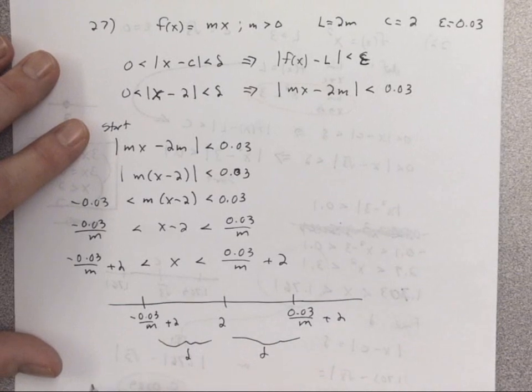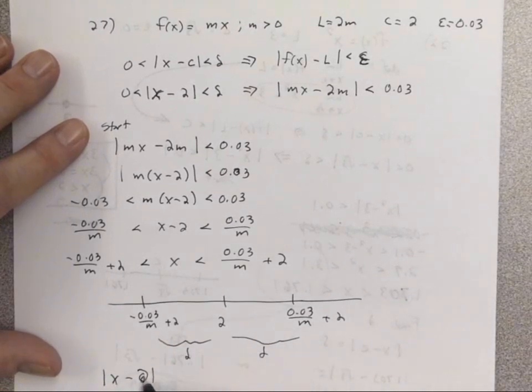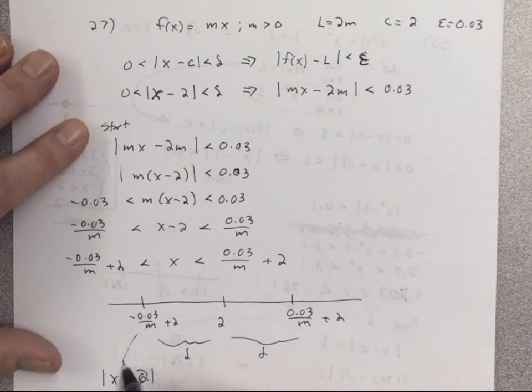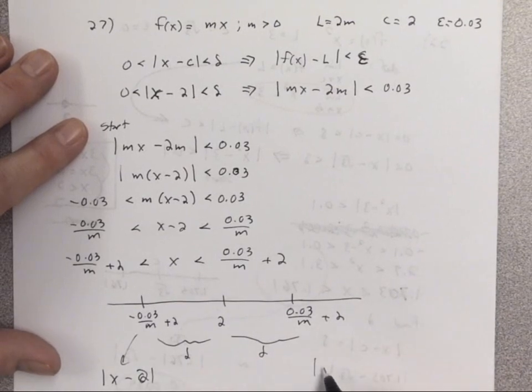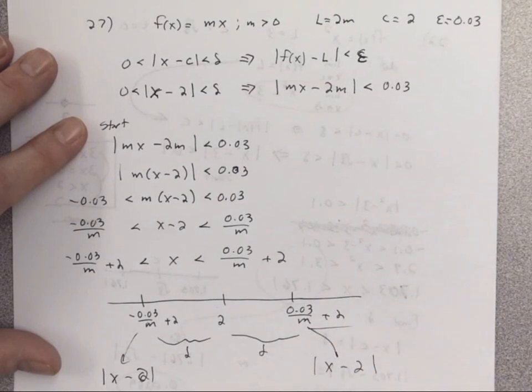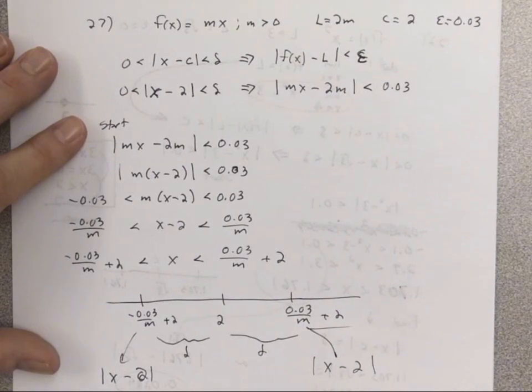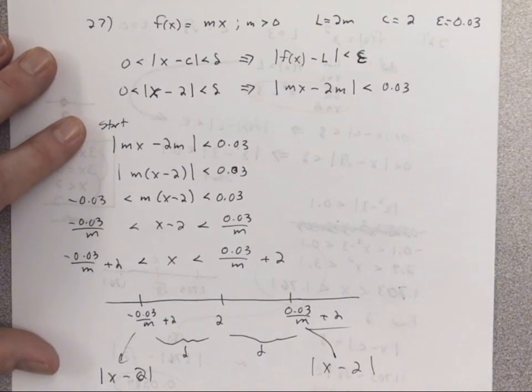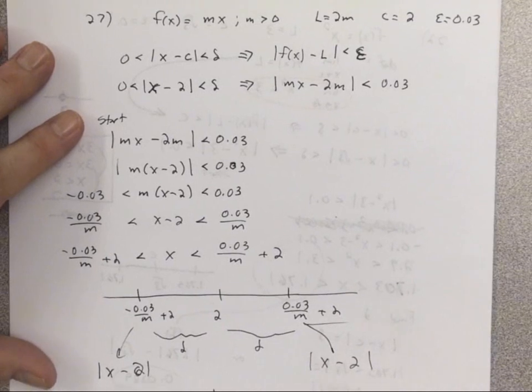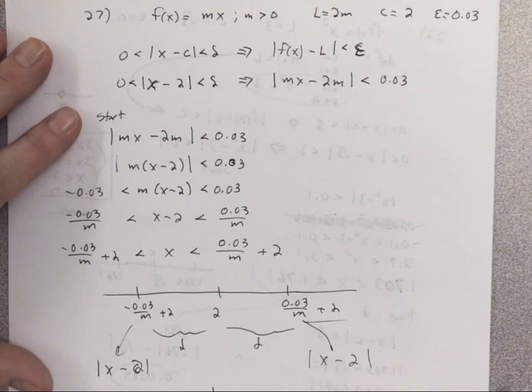Yeah, take the absolute value. So remember, it's the absolute value of x minus c, where c is 2. I'm just going to plug this in here and do the exact same thing, x minus 2. So this is going to be the absolute value of negative 0.03 over m plus 2 minus 2. So the 2's cancel, so this is the absolute value of negative 0.03 over m. M is positive, so this is a negative number.